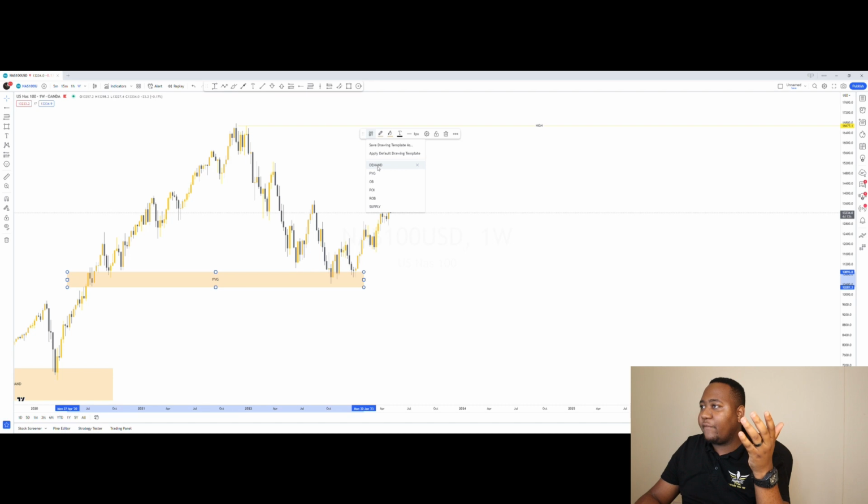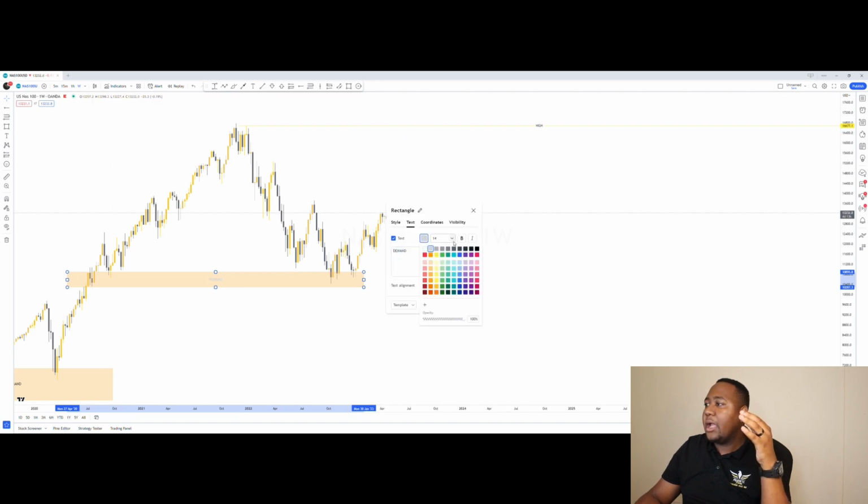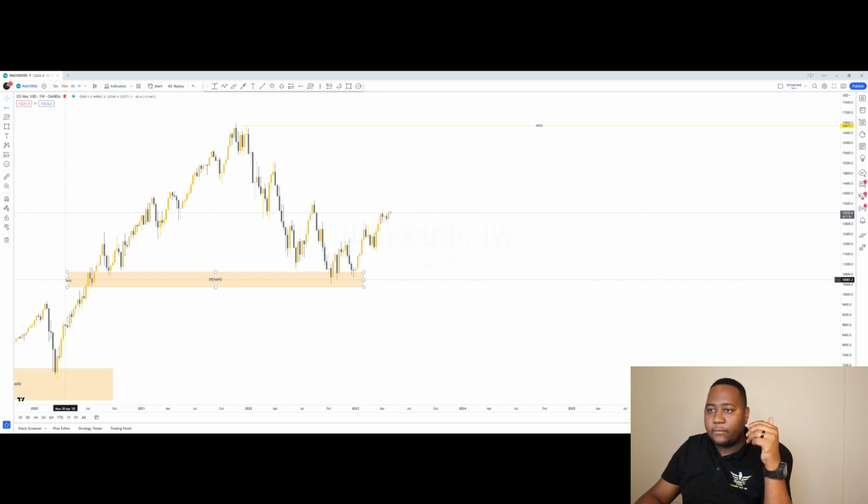So we can simplify it and refine it to say it's quite clear now to the eye what made this move go up. It was this demand level. There we go. So we had a trend, and of course we had that demand level.